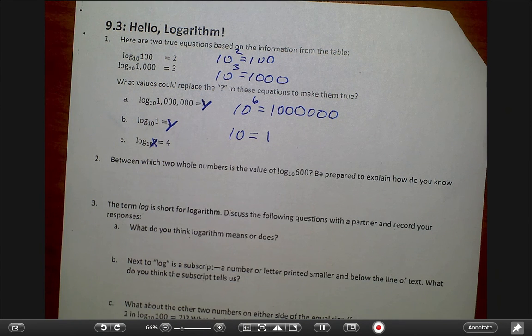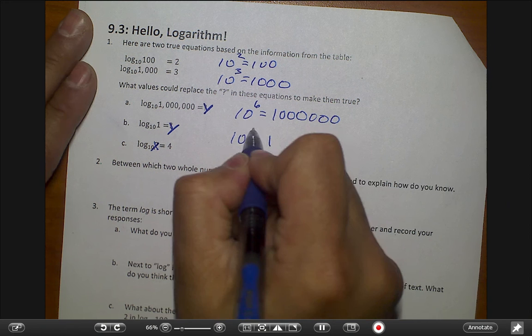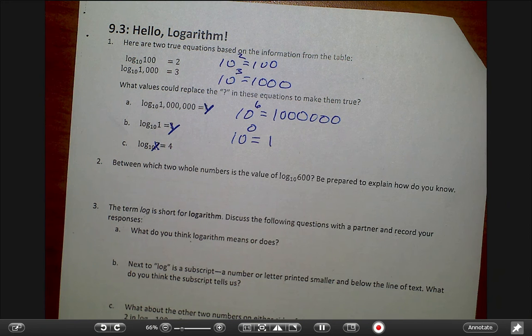Okay, what do you got? 0. Because anything to the 0 power is 1. Anything to the 0 power is 1. All right, and last one for part C. Let me get a hand for that one.